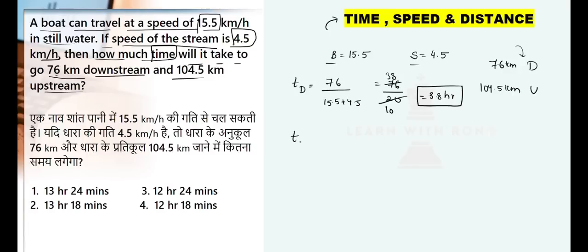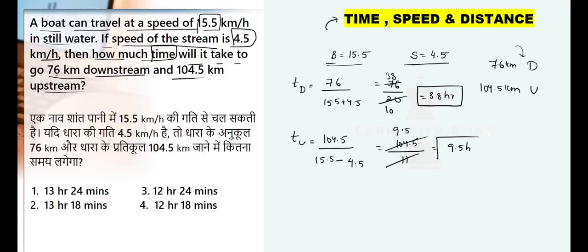Now the time taken to go upstream: distance 104.5 divided by the speed of the upstream, which is boat speed minus stream speed. So 15.5 minus 4.5. So 104.5 divided by 11. See, 11 nines are 99, you will be left with 5, 55, so 9.5. So 9.5 hours to go upstream.